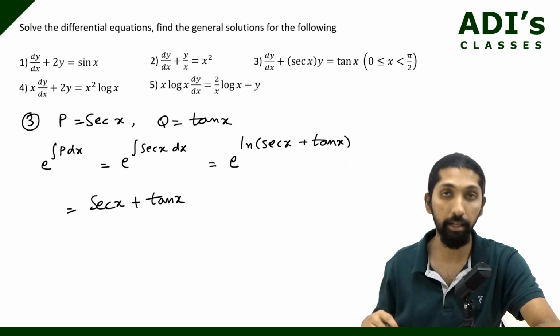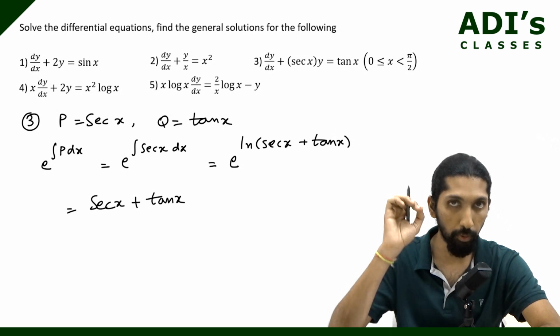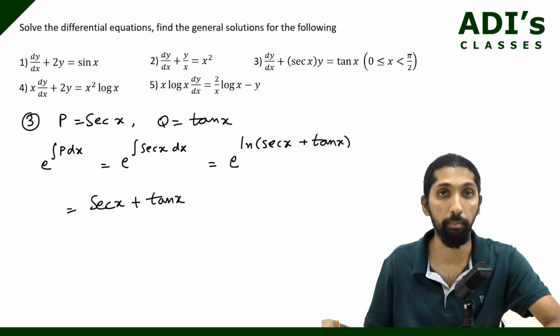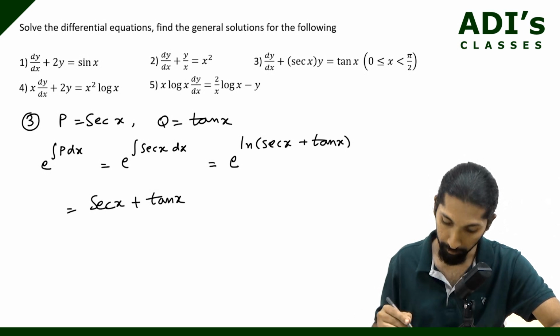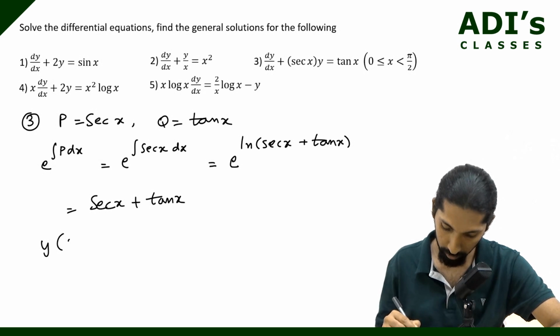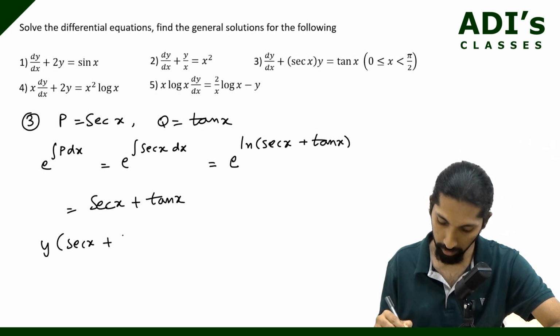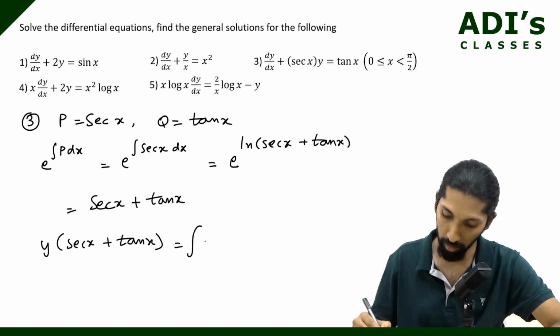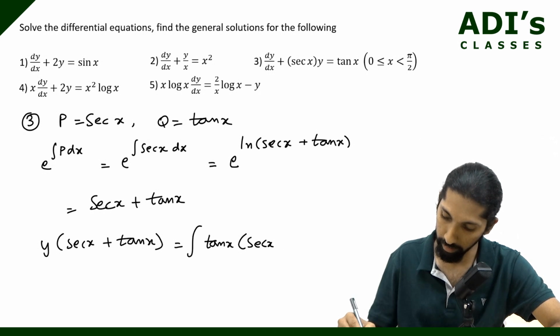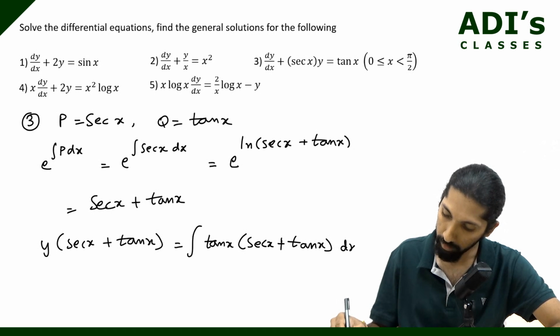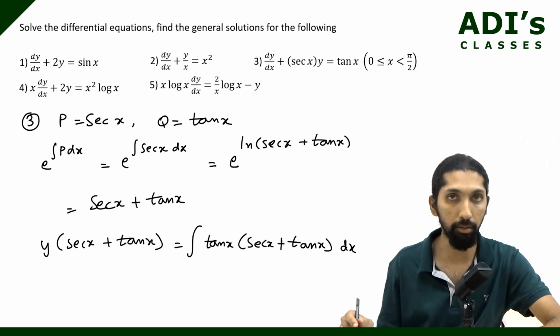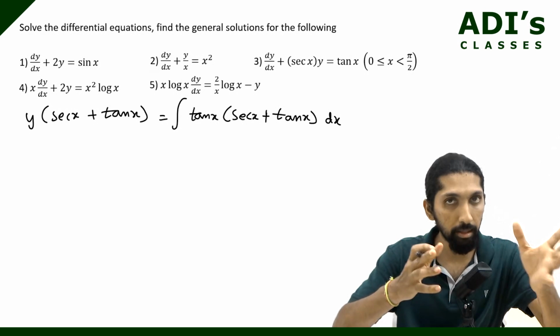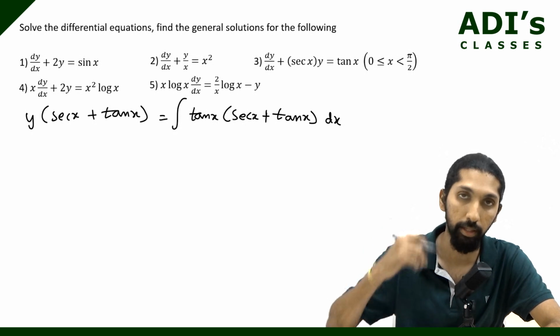Now we got the integrating factor. The next point what we need to do is solving part, isn't it? So you have y into secant x plus tan x equals integral of tan x into secant x plus tan x dx, isn't it? We need to do this one. LHS, keep it aside because anyway we are not going to do anything.